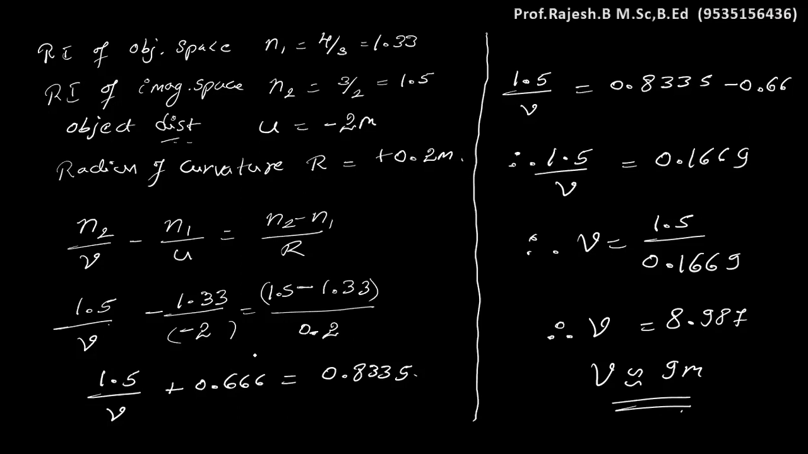The same way we can do it for a concave spherical surface also. But for a concave spherical surface, the radius of curvature comes in negative. Got it? For spherical surfaces, don't forget this formula, and we can apply it for concave as well as convex.